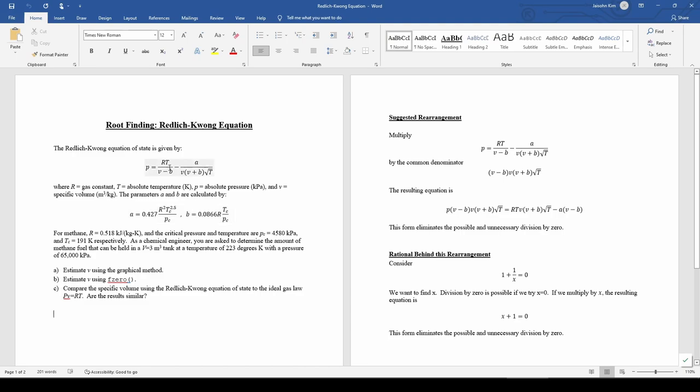We're given all the parameters except V, the specific volume. Just from the looks of it, finding V algebraically is nearly impossible, so we have to use a root finding method. Before we jump into MATLAB, I'm going to make a quick change to the equation we're given.